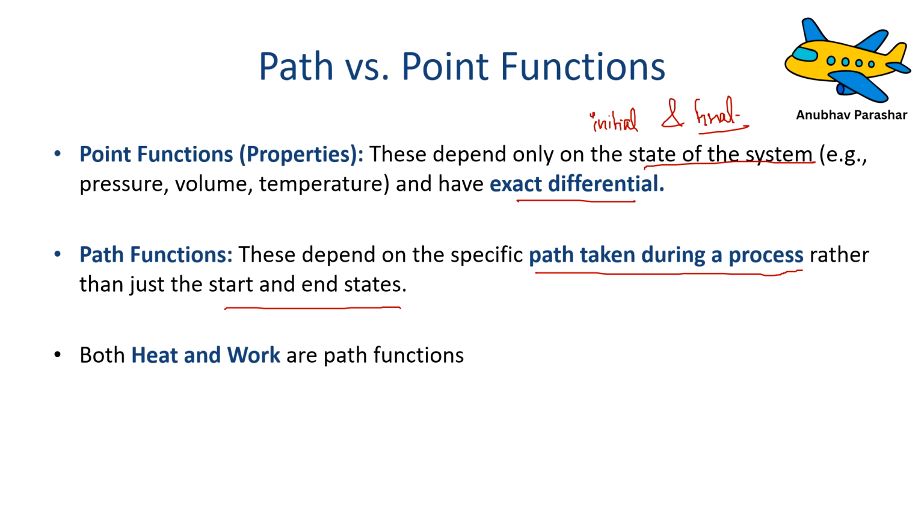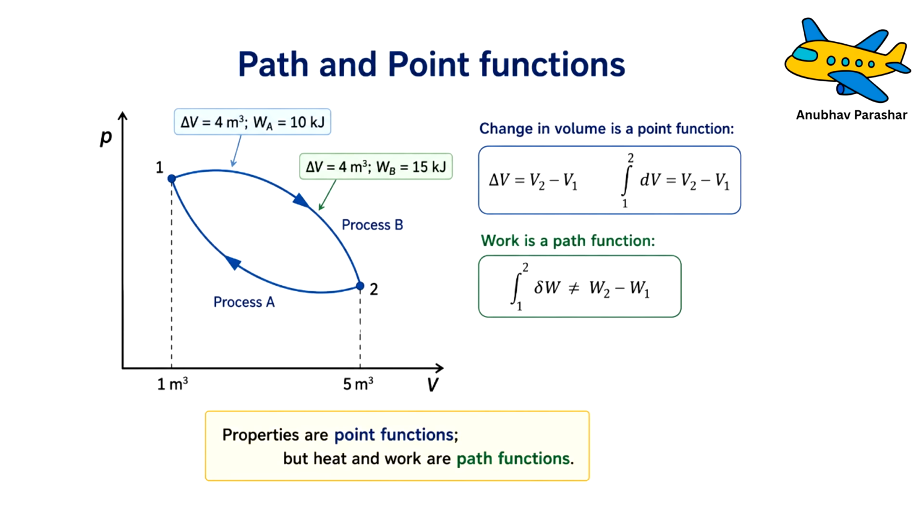And why are we talking about path and point functions? Because heat and work, both of them, are path functions. Let us have an understanding. Suppose the system was at state 1 initially. You can see the pressure was P1, the volume V1 was 1 meter cube. It underwent a process, and it went to point 2, where the pressure is P2 and the volume is 5 meter cube.